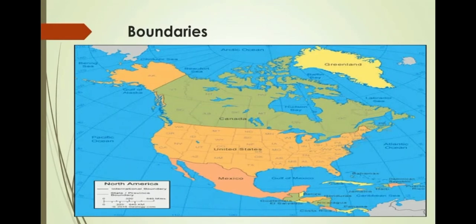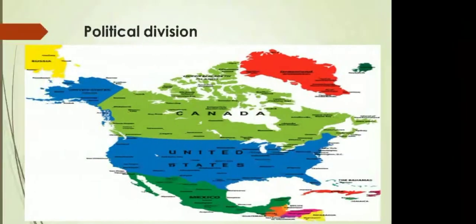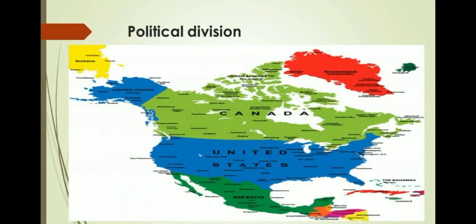Boundaries. North America is surrounded by the Pacific Ocean in the west, the Atlantic Ocean in the east, the Arctic Ocean in the north, and South America in the south. North America is joined with South America by the Isthmus of Panama. The Bering Strait separates North America from Asia.